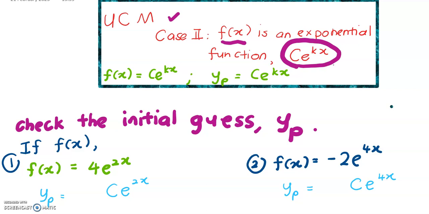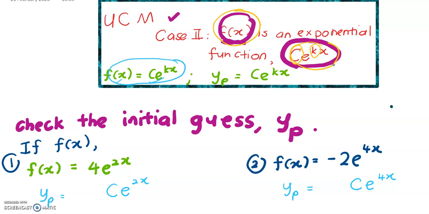Previously we have studied the first case, where our f(x) is in the form of a polynomial function, where the degree of your polynomial must be equal to or greater than 0. Now we want to discuss the case where f(x) is an exponential function, specifically in the form of C e^(kx), where C and k are constants. So we will have our f(x) is C e^(kx) like this.